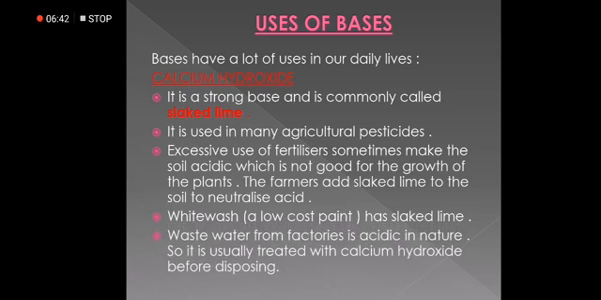Wastewater from the factories is acidic in nature. So, again, this acidic waste cannot be disposed of as such. This needs to be neutralized, for which calcium hydroxide is used.